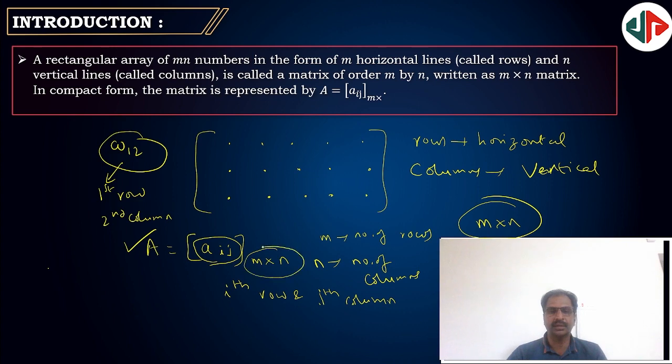Order of the matrix or type of the matrix is m by n means it has m number of rows and n number of columns. So order 5 by 3 means that matrix has 5 rows, 3 columns.